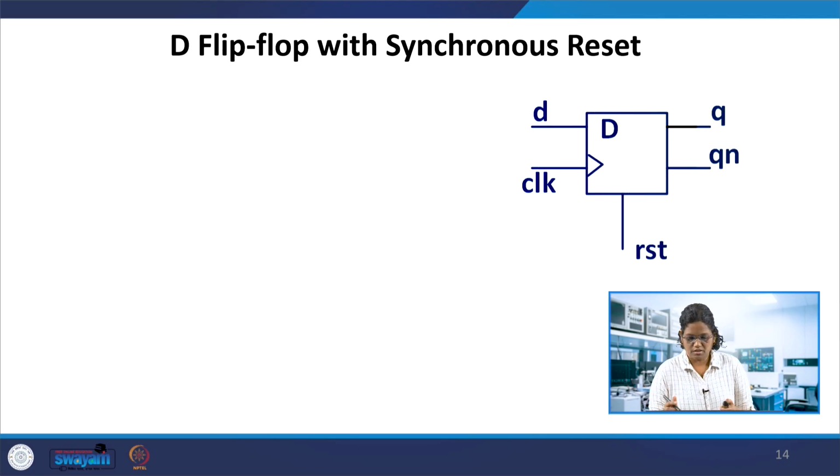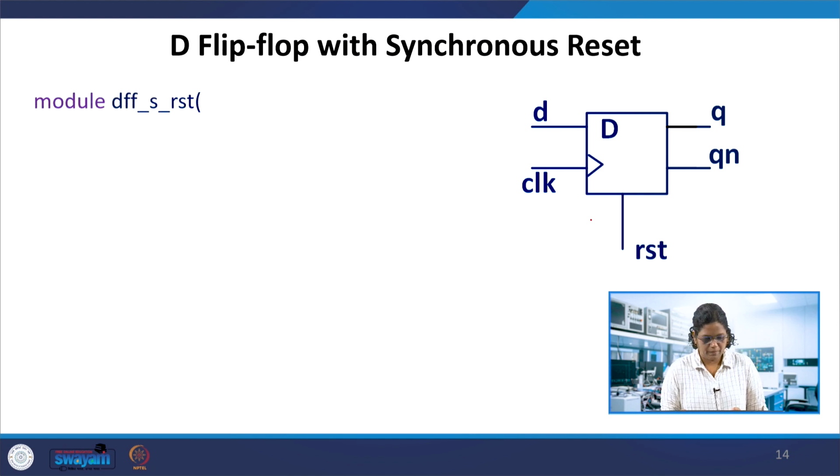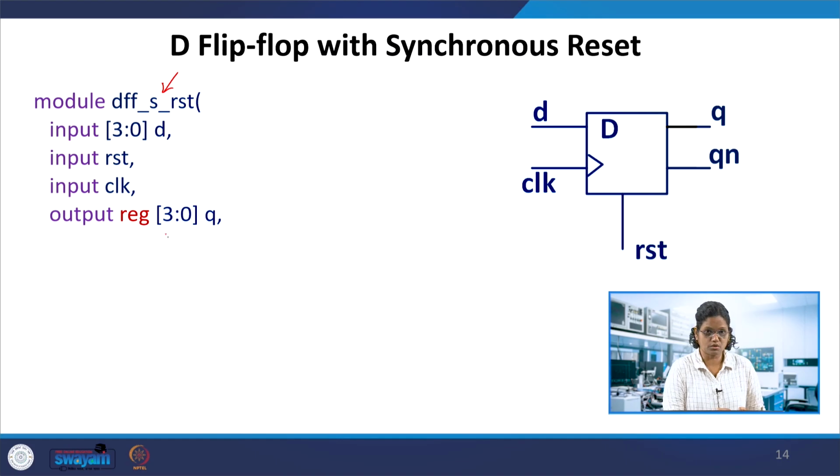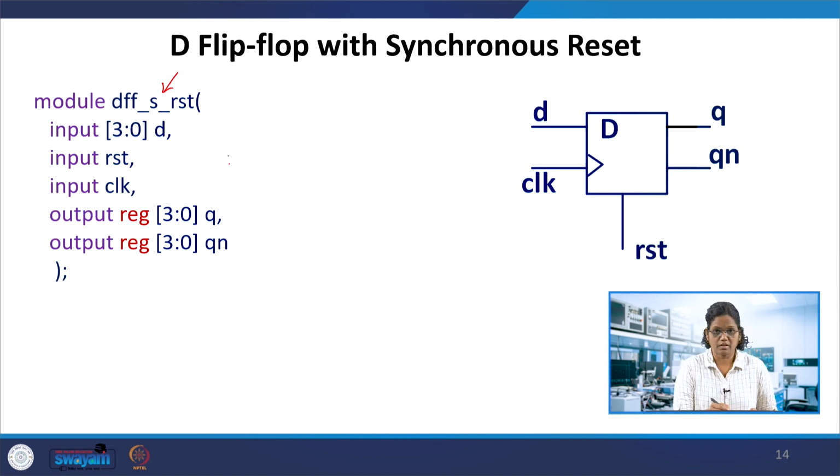So what's the difference between the synchronous reset and the asynchronous reset? Here we have the module named synchronous reset. For a change we give D as 4-bit input data, the reset 1 bit, and the clock. We have the output reg, 4-bit, 0 to 3, Q, and Qn also will be 4-bit, which is the complementary one. Close the bracket with a semicolon. So this is the full declaration part, and you can observe the reg declarations also. We will be using these within the always block.